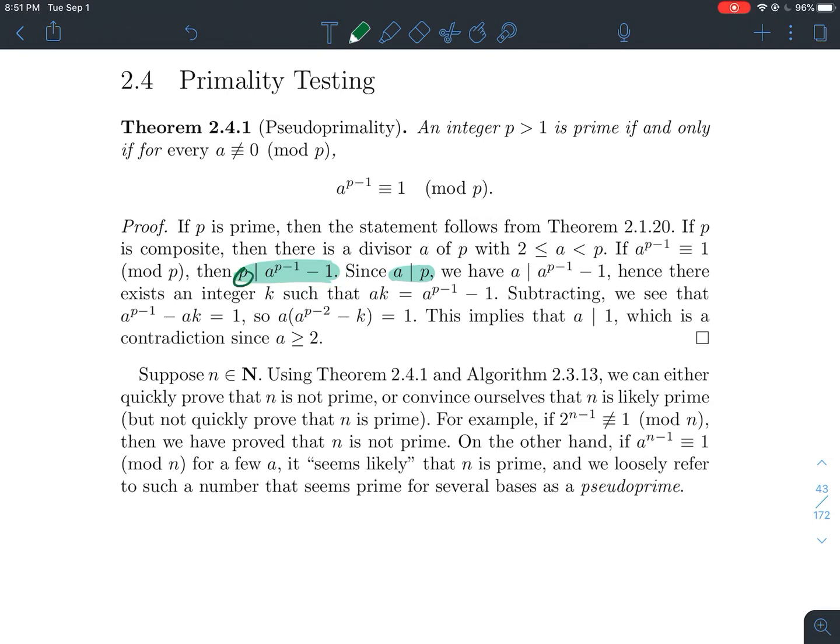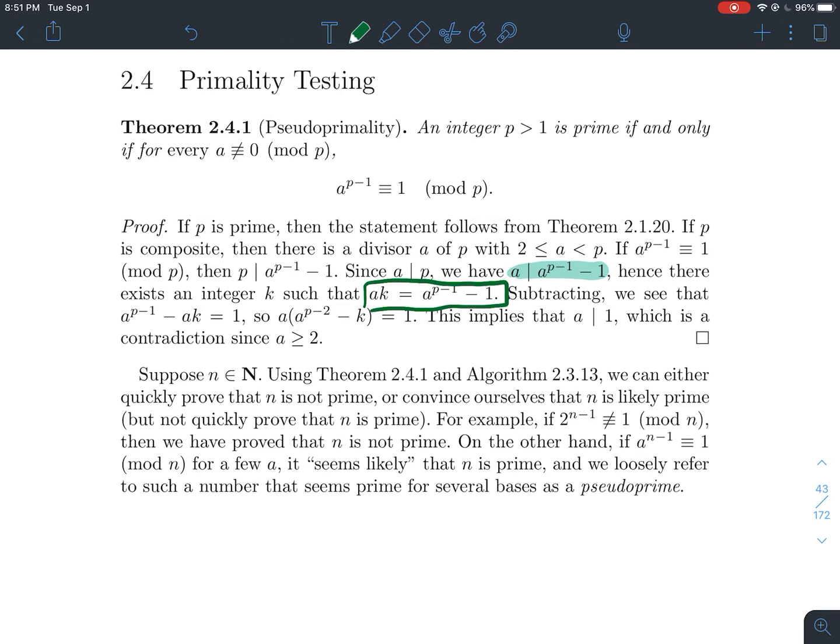So in other words, if you rewrite p as a times k, then this statement says that a also divides a to the p minus 1 minus 1. So a divides that difference. And now again, let's write down the definition of divisibility. I maybe used my k a little bit prematurely a second ago, so here's what I'm going to use: a times k is equal to a to the p minus 1 minus 1. A times something should give me that number that it divides.